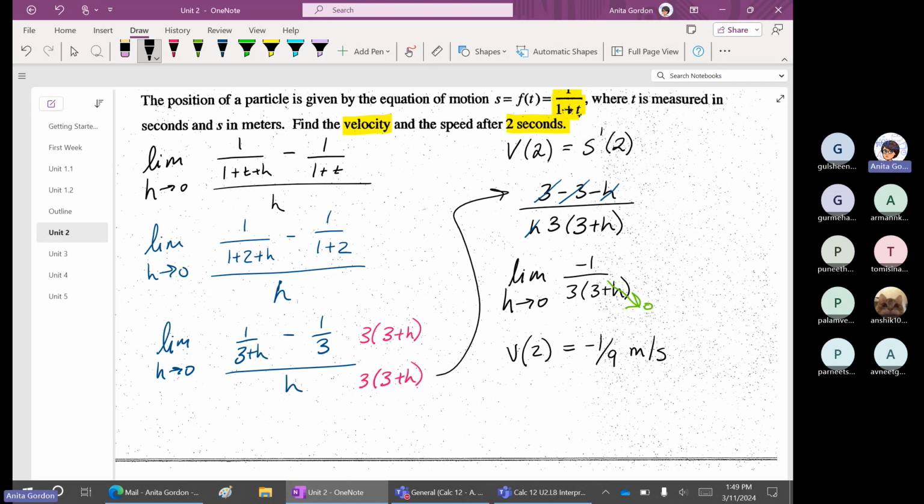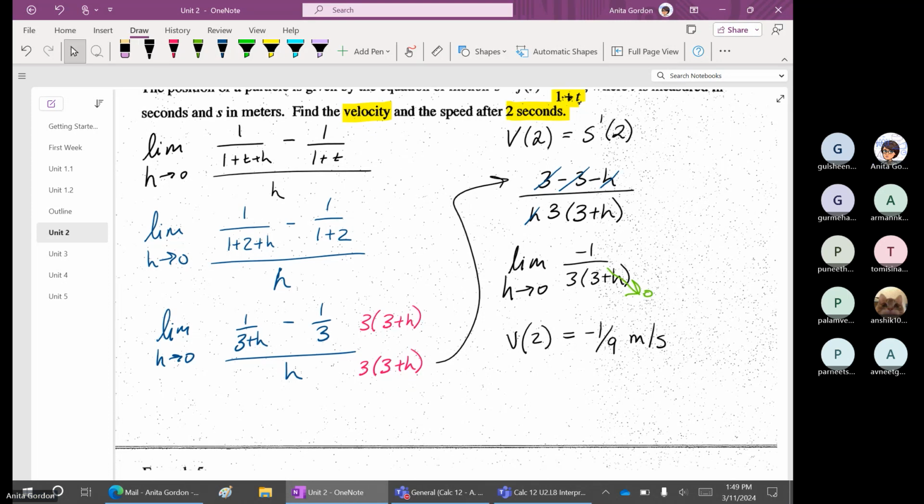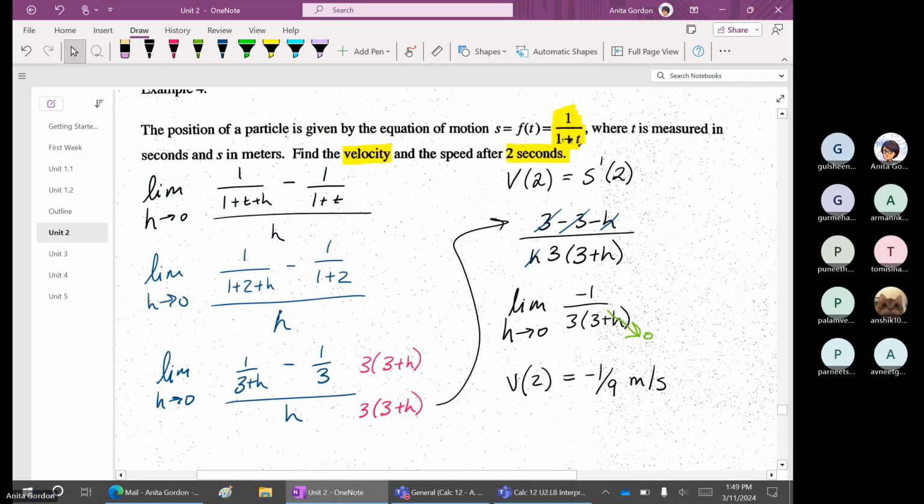Okay, let's do one more. Yes. Okay, do we know the difference? Right. Speed is just the absolute value of the velocity. Velocity is speed plus direction. All right.